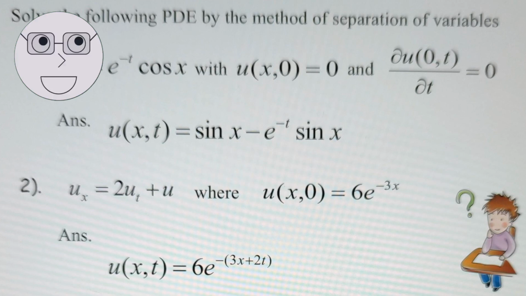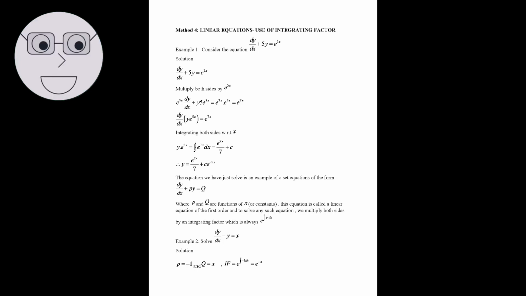The integrating factor method involves multiplying both sides of the equation by an integrating factor, which is a function that makes the left-hand side of the equation the derivative of a product. This method is applicable when the equation can be written in the form dy/dx + p(x)y = q(x).